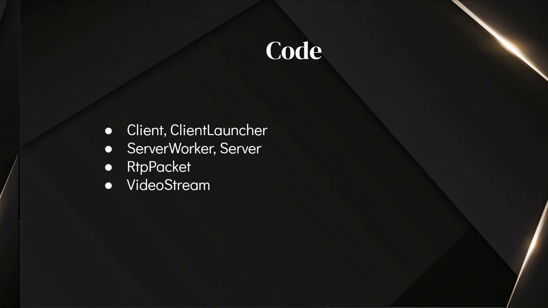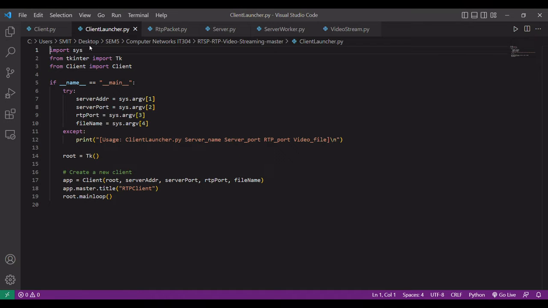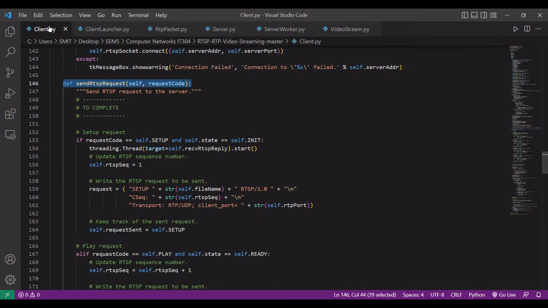First of all, let's see the code part. There are four different parts of the code, which are based on client, client launcher, server worker, server, RTP packet, and video stream. Now let's open the code. The client launcher starts the client and the user interface, which we use to send RTSP commands and which is used to display the video. Now move on to the client code.